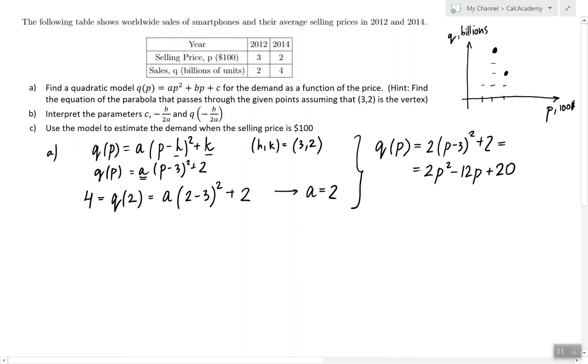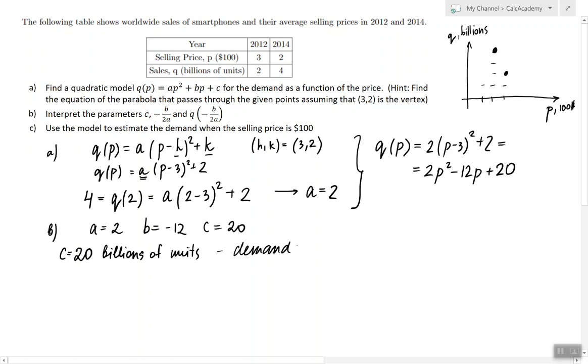Now to interpret the parameters, we're first going to identify our coefficients. So a is 2, b is negative 12, and c is 20. Now what is 20? 20 is the y-intercept, therefore its units are the same as the output variable. So 20 is 20 billions of units. And since it's a y-intercept, this is the demand if the price was 0.